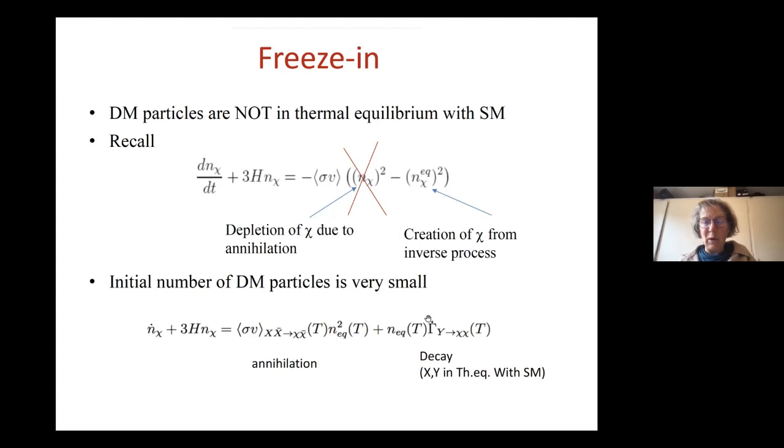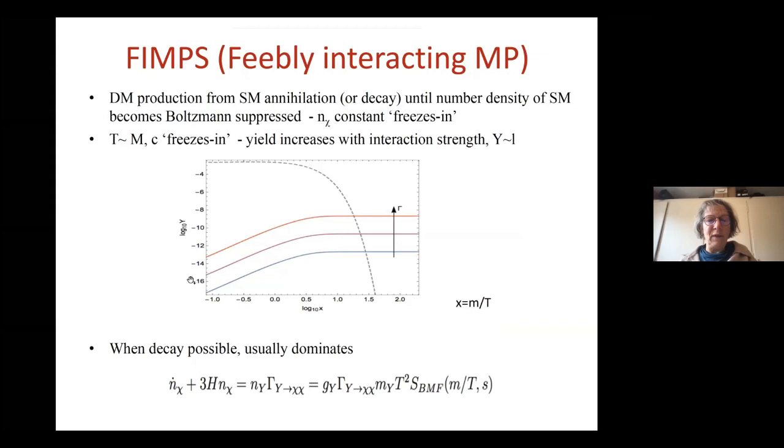And basically this is the general picture of the abundance and how it evolves as a function of 1/T. So you start with no dark matter and it's slowly produced until the number density of the standard model becomes Boltzmann suppressed. And therefore there's no other process to form dark matter and its abundance stabilizes. So contrary to the freeze-out process where the larger the annihilation cross section, the smaller the relict density, here it goes the other way. The stronger the interaction, the more dark matter you will produce. Just want to note that usually when the case is possible, it's the process that dominates.